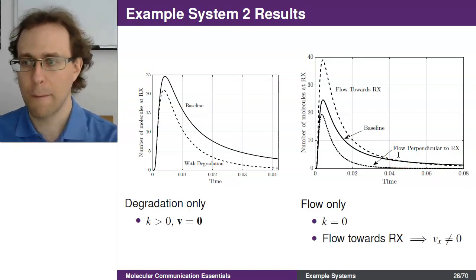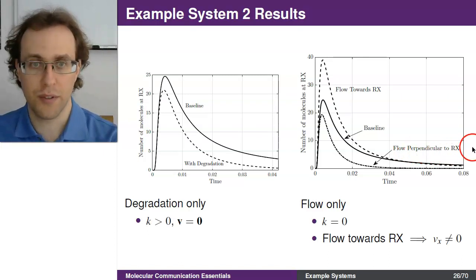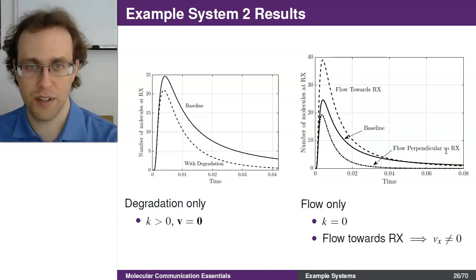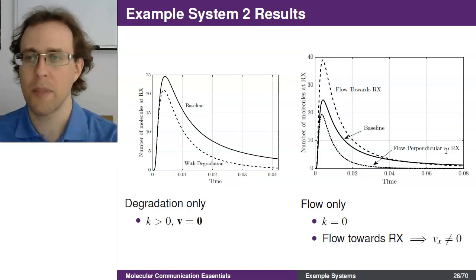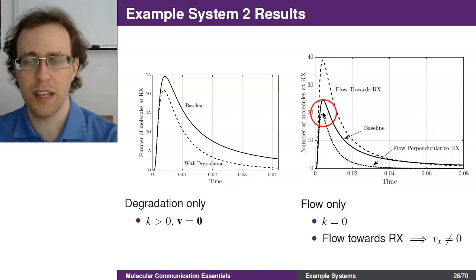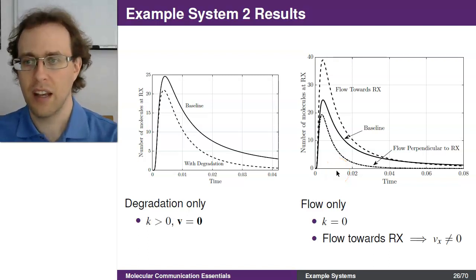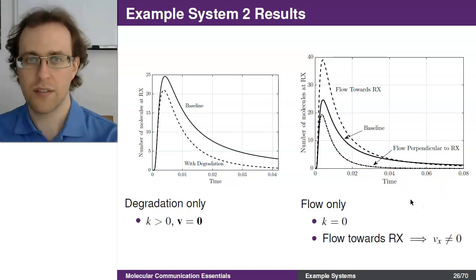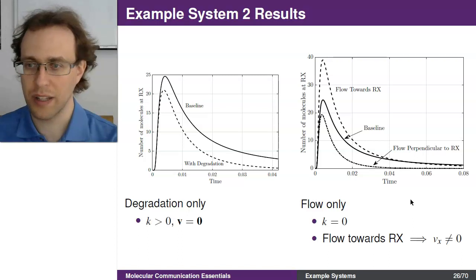We can have a flow that is perpendicular to the receiver, so in this case we have the flow Vx equal to 0, and one of either Vy or Vz being non-zero. We're still able to observe a peak as long as this flow is not too strong, but then we do get a very fast irradiation afterwards. So this can be used for clearing up the channel very quickly.